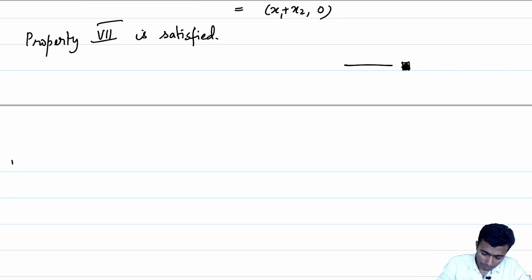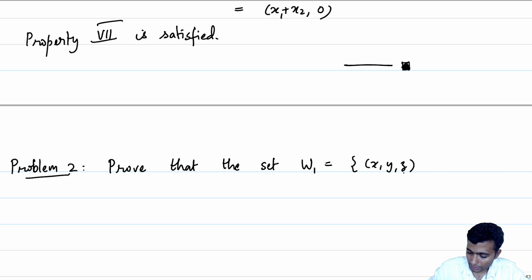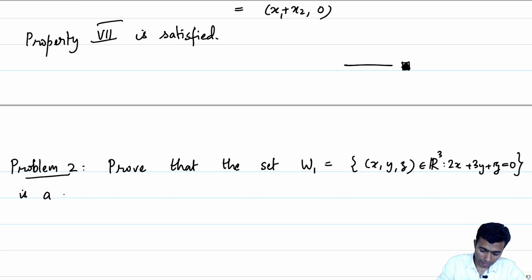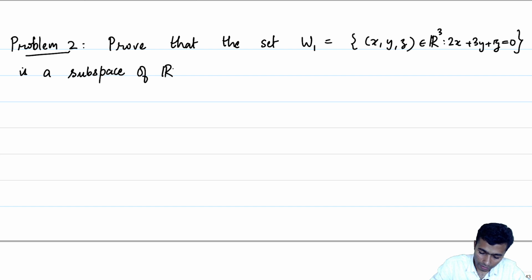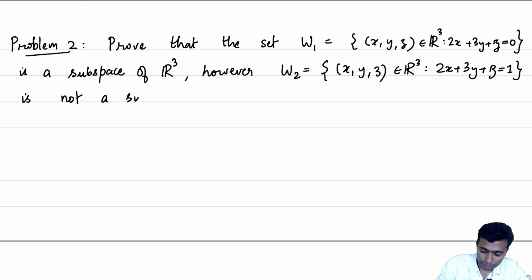Okay, now let us look at the next problem, problem 2. Prove that the set W1, which is the set of all (x, y, z) in R3 such that 2x plus 3y plus z is equal to 0, is a subspace of R3, however W2, which is the set of all (x, y, z) in R3 such that 2x plus 3y plus z is equal to 1, is not a subspace of R3.